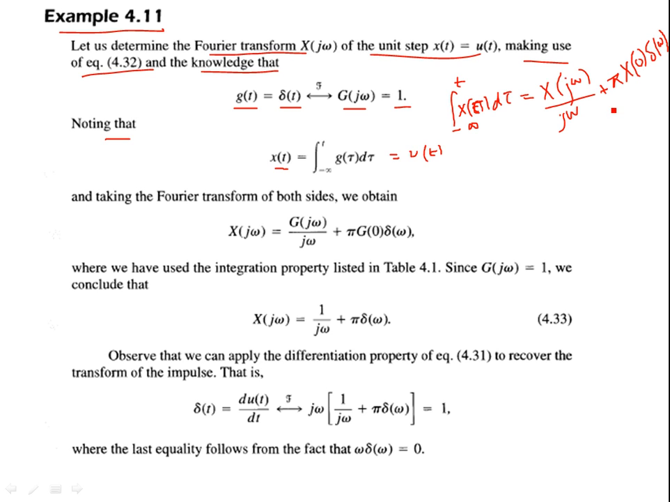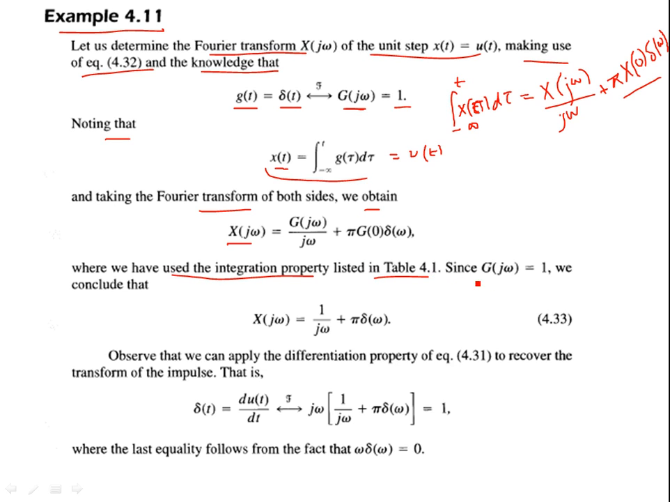So again, this second term on the right hand side of the equation is a result of DC or any average value occurring from the result of integration. Taking the Fourier transform on both sides, we know that the delta function is the Fourier transform of 1. Considering this equation for x(jω), this is the integration, so this becomes G(jω) over jω plus πG(0)δ(ω). We have used this integration property, which is listed in table 4.1 of the text.